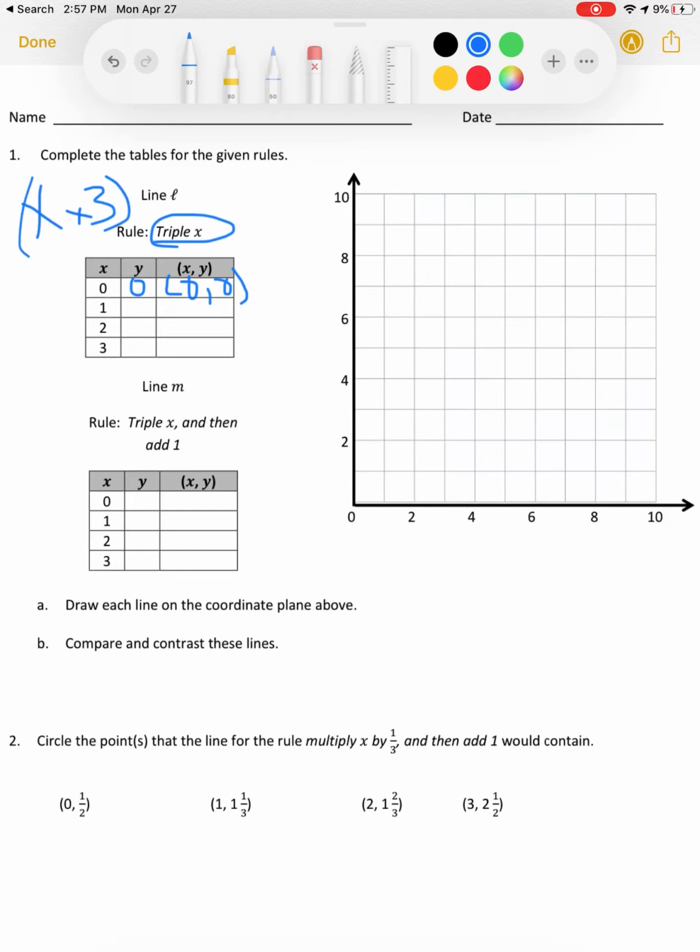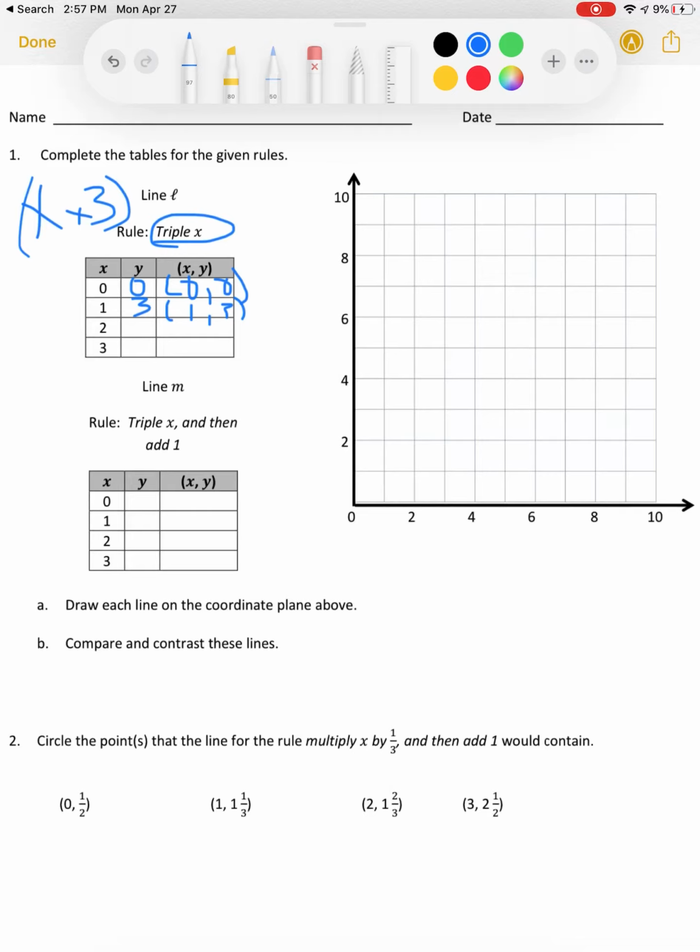All right, so when x is 1, what is the value for y? Don't forget that we still have to follow this rule. So x is 1, times 3 is the rule. 1 times 3 equals 3. Good job. And let's write our coordinate pair. Open parentheses, x is first, 1, separated by a comma, 3, close parentheses.